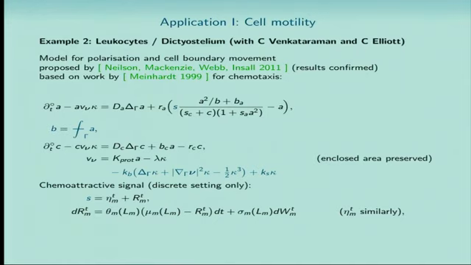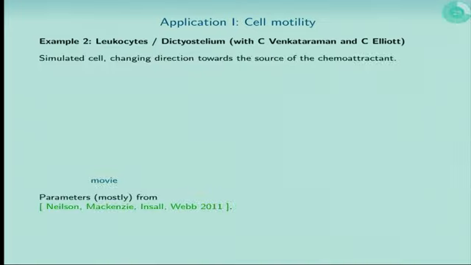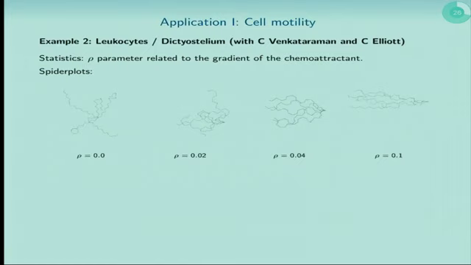Yeah. So I think I don't show that again. We've seen these simulations. We've also seen these spider plots. I hope you can see that at the rear in particular. So there's this parameter rho here, which is related to the gradient of an external chemoattractant.